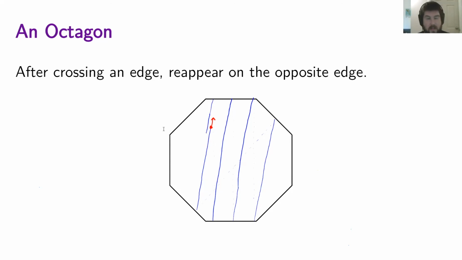Okay, so that's the straight line dynamics on the octagon. I'll say it again: when you hit an edge, you reappear at the opposite edge. This is a dynamical system, so we can ask the same questions. We had a list of questions in the beginning that one could ask about any dynamical system. So does the straight line dynamics on the octagon have, for instance, periodic trajectories?